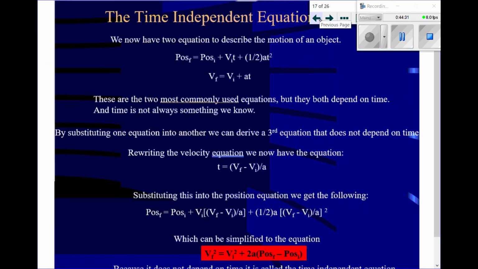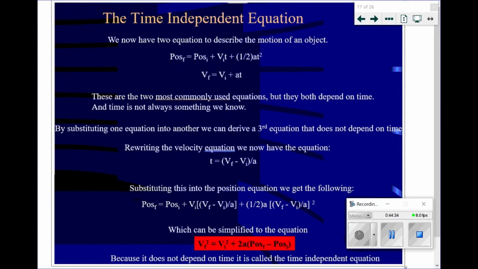Another equation that we'll be working with is known as the time-independent formula. The origin of this equation comes from both the position equation and the velocity equation that we've seen from the position graph and the velocity graph. Long story short, if I take the velocity equation, manipulate that to be set equal to time, where we can now say time is equal to the change in velocity over acceleration, and we plug that back into the position formula for time squared and time.